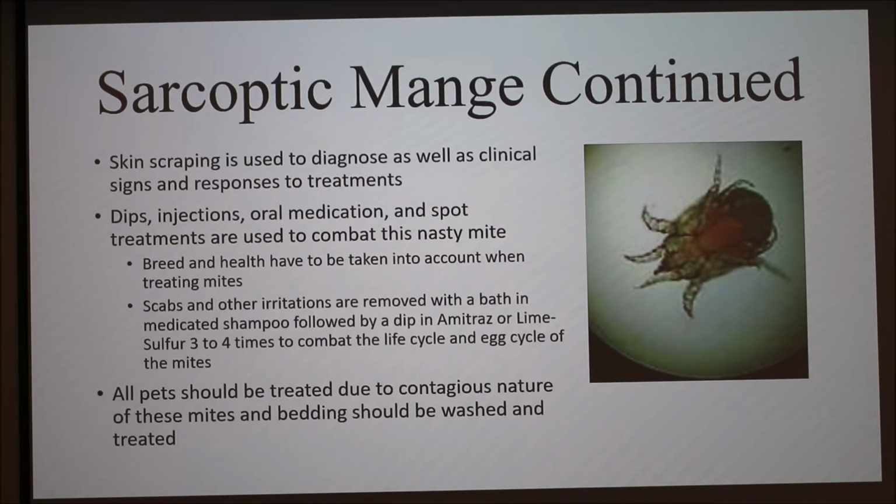Dips, injections, oral medication, and spot treatments are used to combat this nasty mite. Breed and health have to be taken into account, because some medicines that you can use for this are good for some breeds but not good for others, so your veterinarian will tell you which is good and which isn't. Scabs and other irritations are removed with a bath and medicated shampoo, followed by a dip in amitraz or lime sulfur 3 to 4 times, like I said, to combat that life cycle of the eggs and the females. And then all pets should be treated due to the contagious nature of these mites, and all bedding should be washed and treated with an insecticide, because they'll just continue to stay in your house if you don't take care of the whole problem.